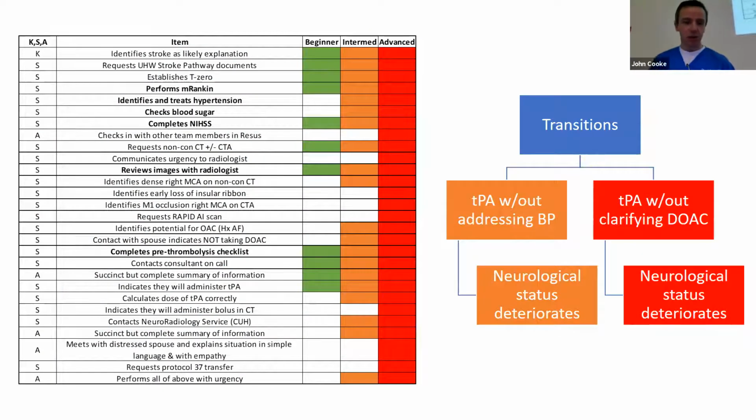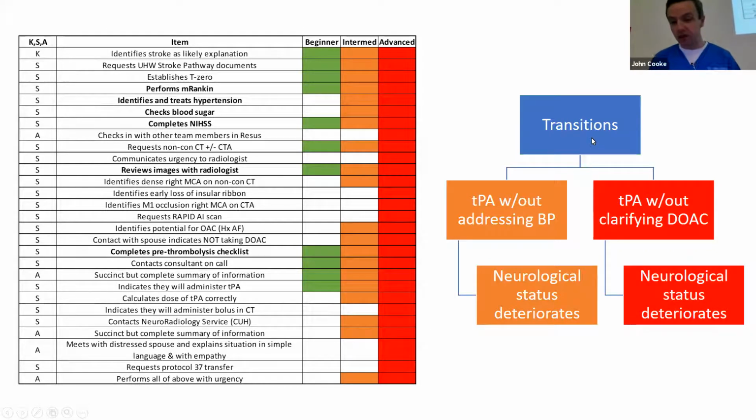This is the checklist, and I won't go through it in any massive amount of detail, other than to say that I've set 3 different levels: a beginner level, an intermediate level, and an advanced level, with the advanced person expected to hit all of these various checkpoints. The beginner is expected really just to hit the highlights, and the intermediate is somewhere in between.